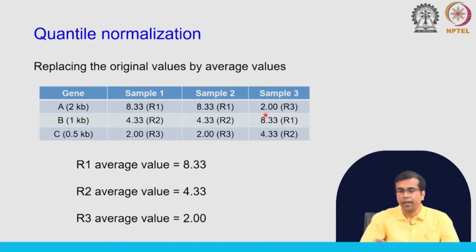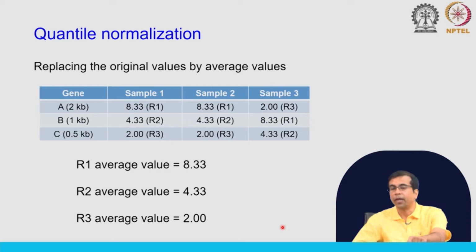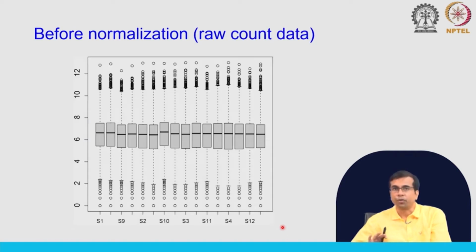Now, what you see at the end of this normalization is that the distributions are identical. For sample 1 you have 3 values: 8.33, 4.33, 2. For sample 2 you have 8.33, 4.33, 2. For sample 3 you have 2, 8.33, 4.33. The values are identical, but the genes may show difference in expression. That is what you see in this very small example. So, we follow this process for thousands of genes, and we generate identical distributions of read counts for each sample. And that is what I am going to show you now.